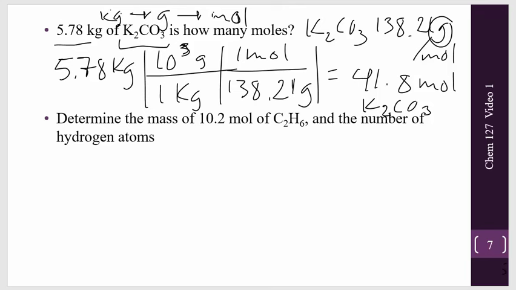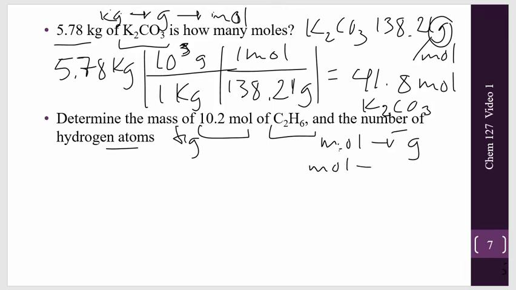Okay, now we have another compound, C2H6. We're given moles, so we need to find the mass in grams of that. We don't have any specific value, it doesn't need to be in any particular unit like kilograms or micrograms, so we can just use plain grams. It makes it a little easier. And then we want to find the number of hydrogen atoms. So we'll need to go from moles, first of all, to grams. We'll do that using just the molecular weight. And we also need to go from moles to the number of atoms.